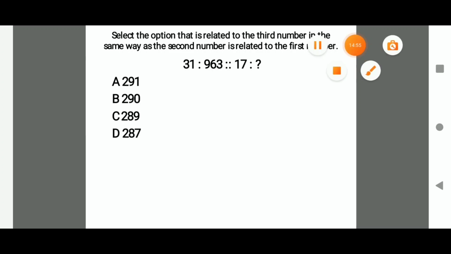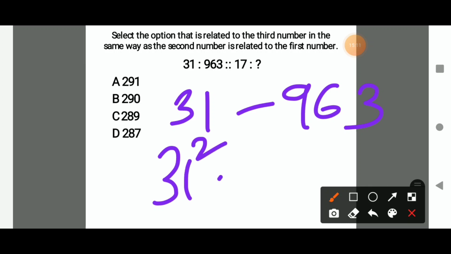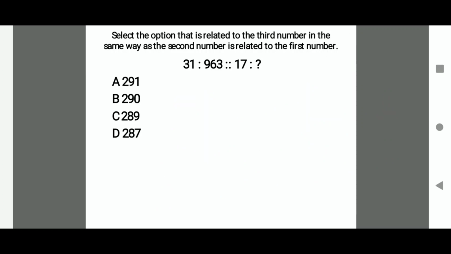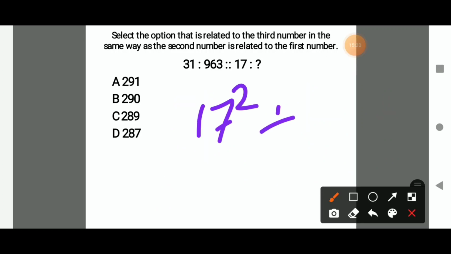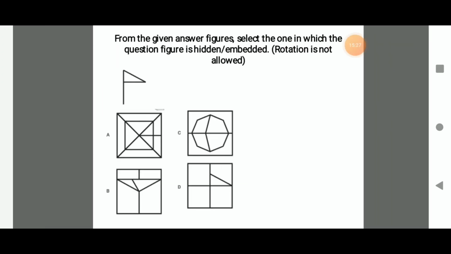And the next one is the relation between 31 and 963. How does it get there? Because for 31 and 963, there is no chance of addition and subtraction. We go for multiplication only. So 31 square equals 961, plus 2 equals 963. In the same way, 17 square plus 2. 17 square equals 289. 289 plus 2 equals 291. Option A will be the correct answer.